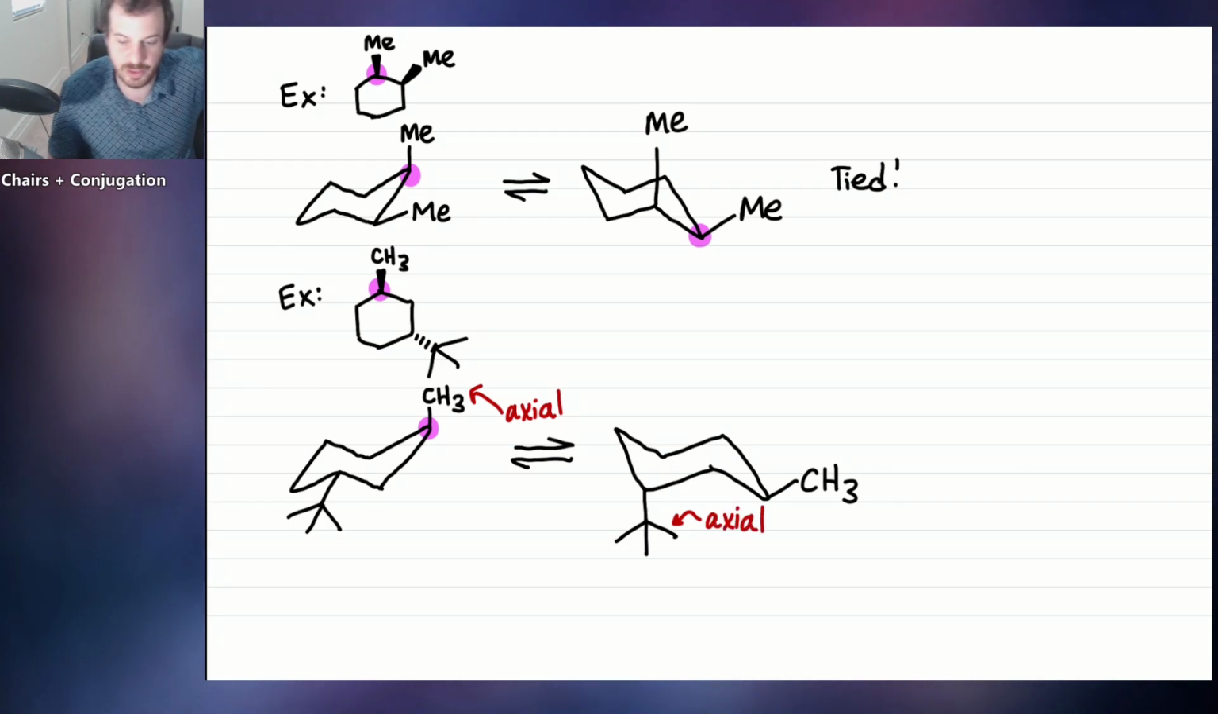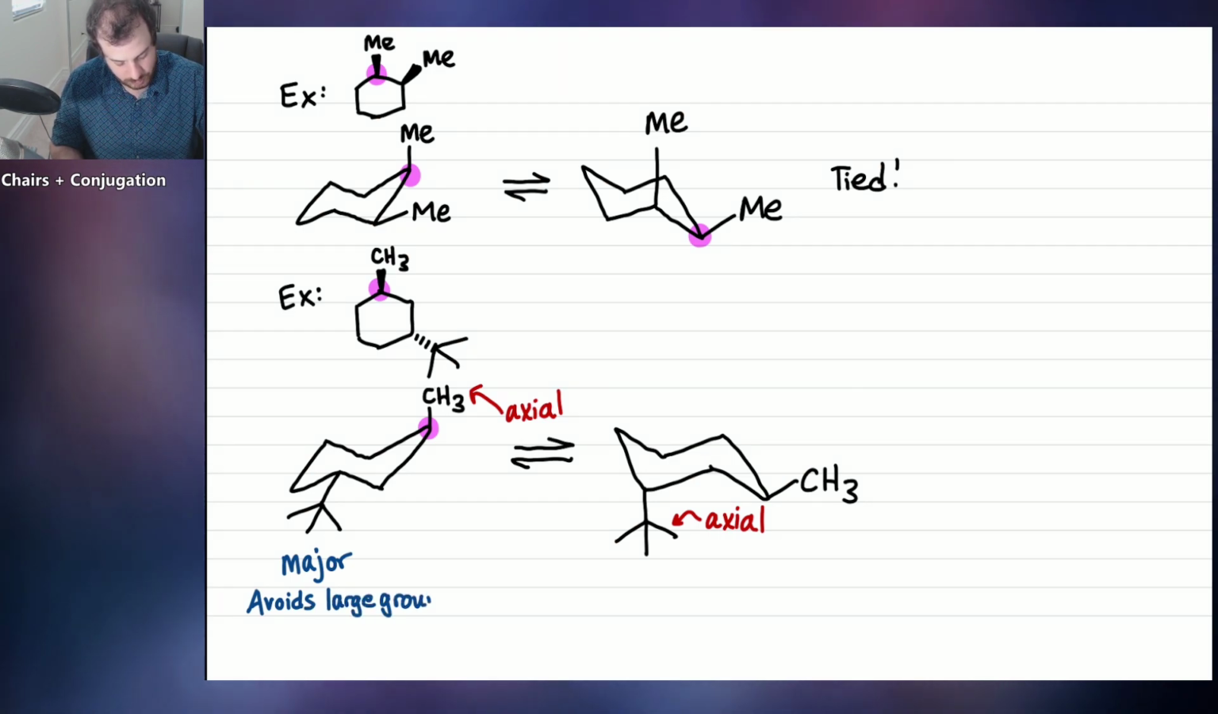So actually, there is a clear winner here. Which one do you think is lower in energy? The first one is lower in energy because the large tert-butyl group is equatorial. So if you have to have a group that's axial, you want it to be the smallest possible group. Obviously, a CH3 group is a lot smaller than the tert-butyl group, which is 3 methyl groups in 1. So putting the large, bulky tert-butyl group equatorial is better. So this is the major because it avoids large group axial. Puts the large group equatorial.